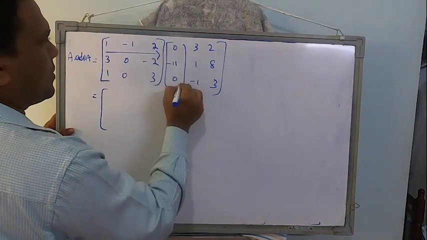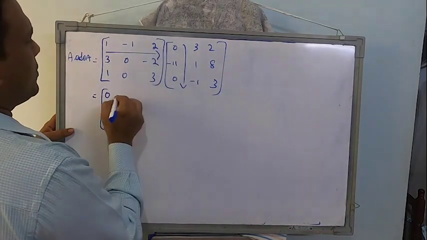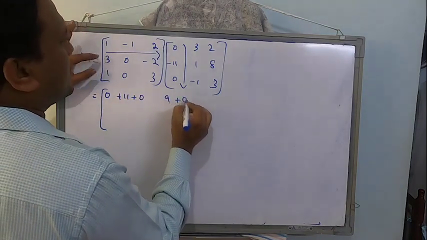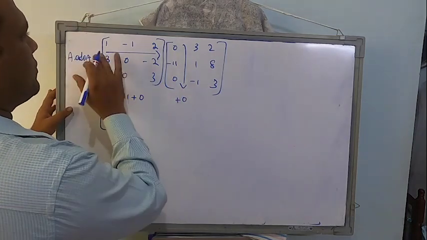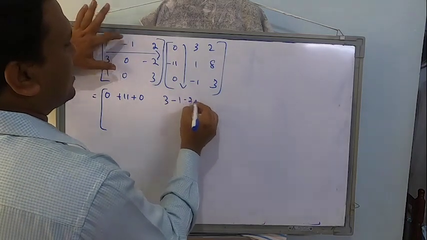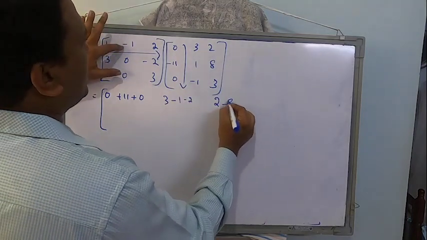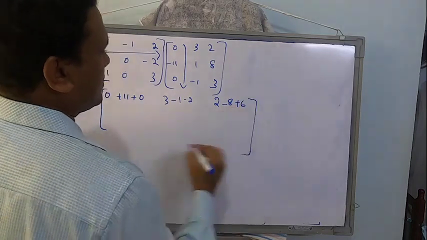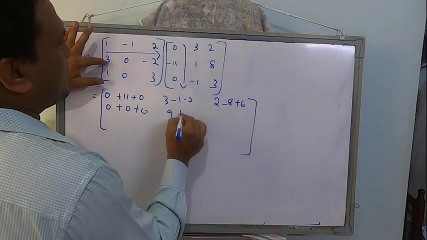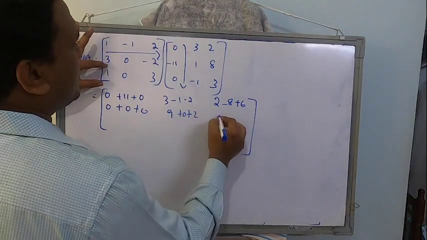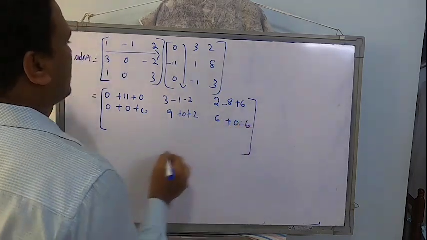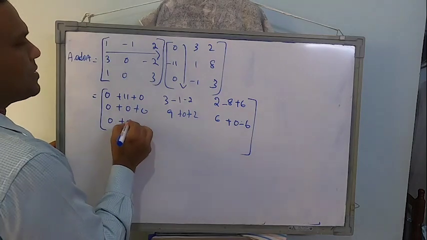So let's go for 0 plus 11 plus 0. The next one: 9 plus, sorry, my first row second column, right? Sorry, so it should be 3. Then minus 1 minus 2. The next, 2 minus 8 plus 6. Okay. The next is going to be 0 plus 0 plus 0. That's 9 plus 0 plus 2. So it's going to be 6 plus 0 minus 6.